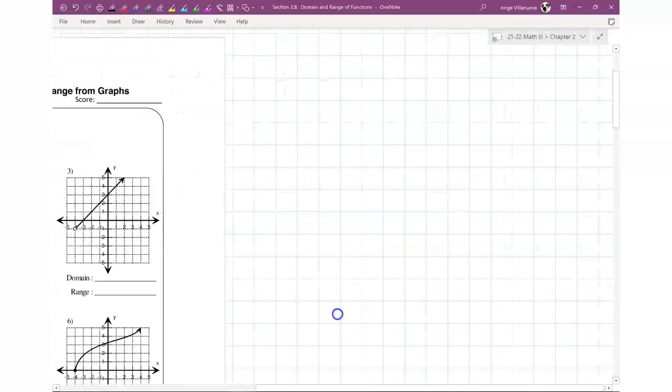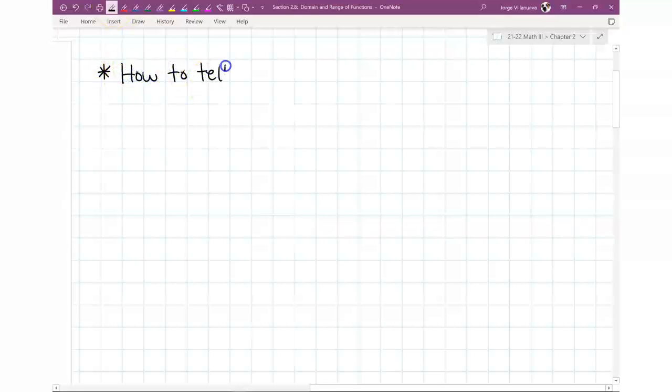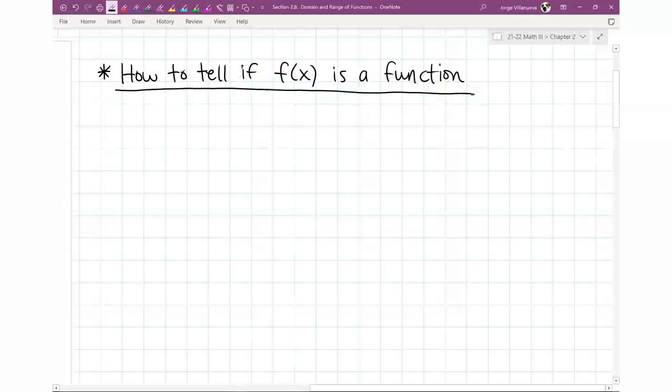But eventually, I'm going to tell you, you might just want to stop and just kind of pay attention to the pictures because that's what your homework is going to be based on. Okay? So, first off, how to tell if we're just going to say f of x is a function. Okay? So, how to tell if an equation is a function. So, what you're going to do is you're going to use the vertical line test.